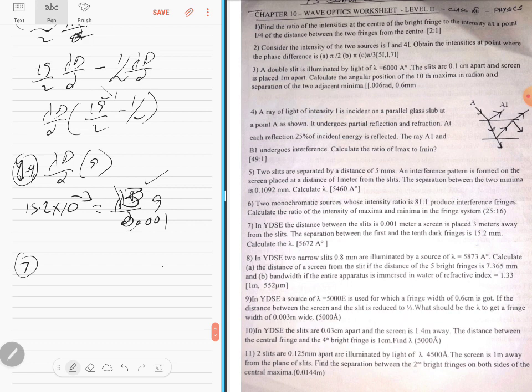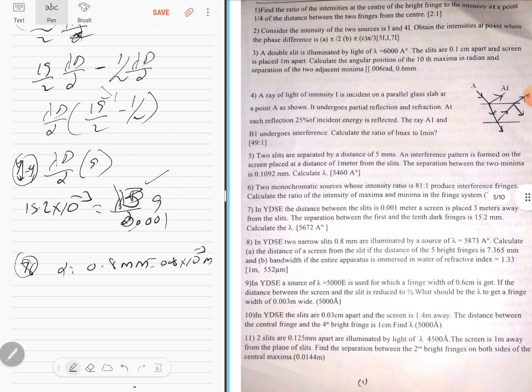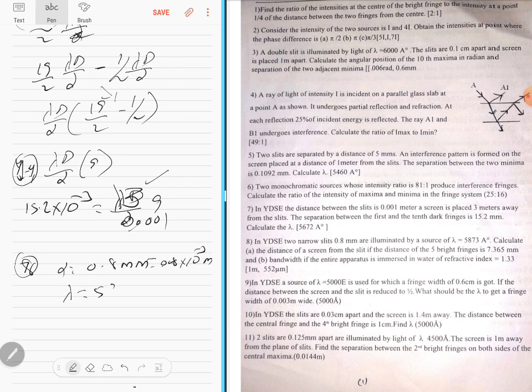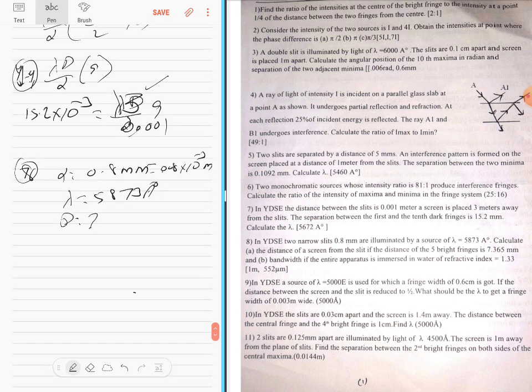Let's go to the next question, which is the 8th question. In Young's double slit experiment, the slit width is 0.8 millimeter, which is 0.8 into 10 to the power minus 3 meters, is illuminated by a source of wavelength 5873 Armstrong. Calculate the distance of the screen from the slit. Capital D is what they are asking you to find. The distance of the 5th bright fringe is 7.365. Distance of the 5th bright fringe is 5 into lambda into capital D by small d.